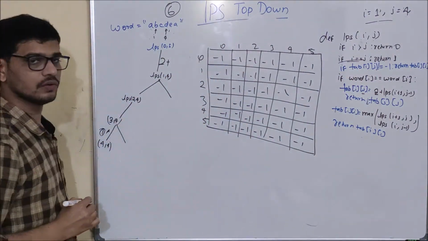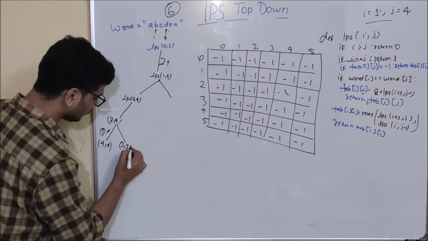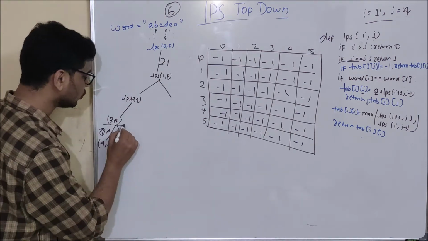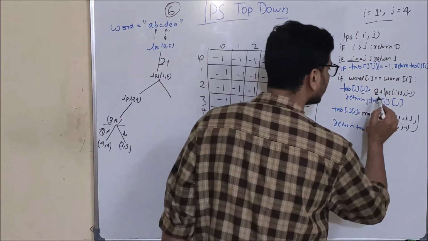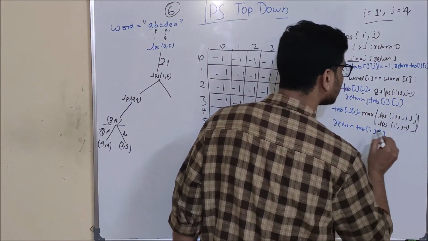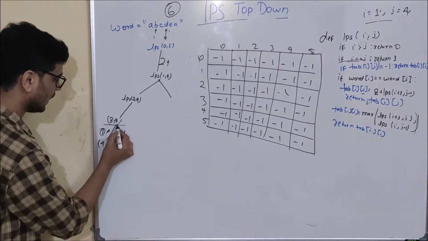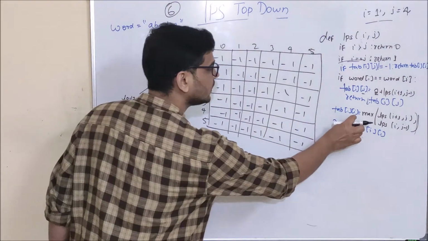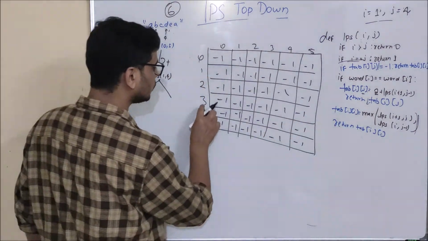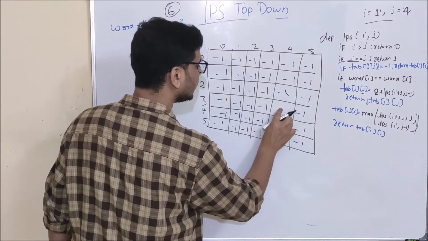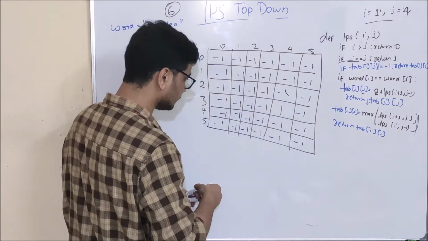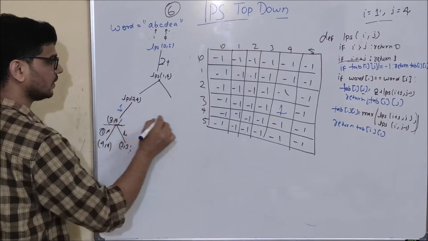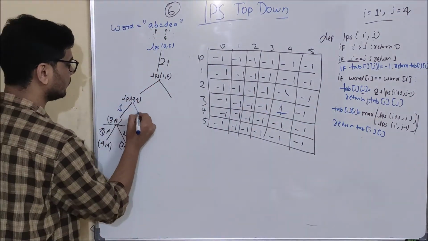Then 3 comma 4 is going to call 3 comma 3. As you can see here, 3 comma 3 will return 1 from here. So what will 3 comma 4 do? 3 comma 4 will pick the max between these two values, and will update in the table of ij 3 comma 4. It will update 1 here, and in the next line it will return 1 to its calling function 2 comma 4.